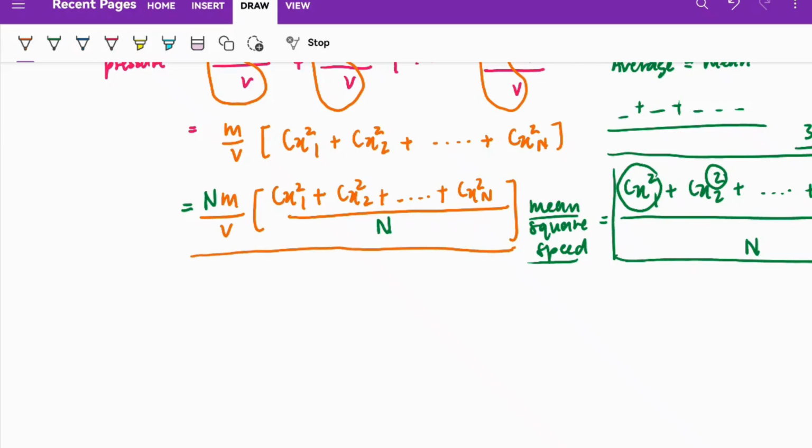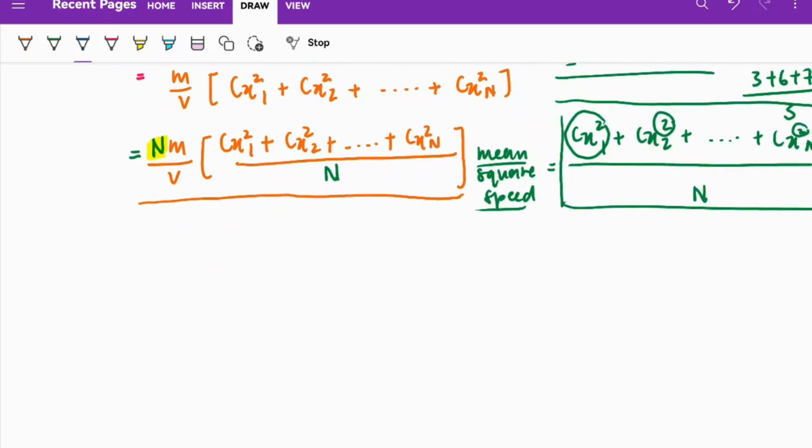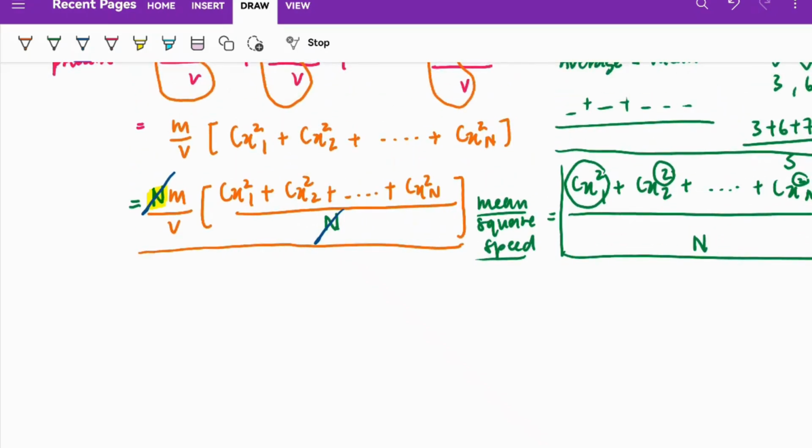Now why do I introduce n here? Because the moment I cancel out n and n here, because they can be cancelled out, you realize I'm going to get exactly the same thing up there. So I'm not changing the equation, I'm not creating anything, I'm just introducing mean square speed. When I cancel out, I'm going to get the same thing up there. The purpose of this particular step is to introduce mean square speed.